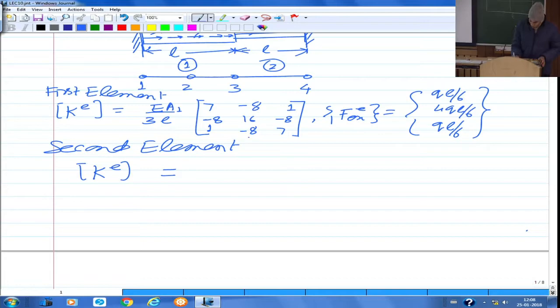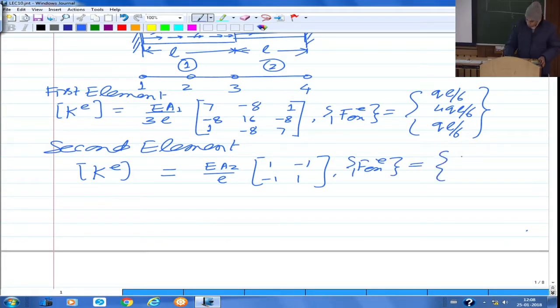So this is for the first element, which is 3 noded, and then for the second element it is simply EA2 by L, 1, minus 1, minus 1 and 1, and F external for this is actually a null vector because there is no distributed force here. So this is 0, 0. Internal force, of course, will be there.